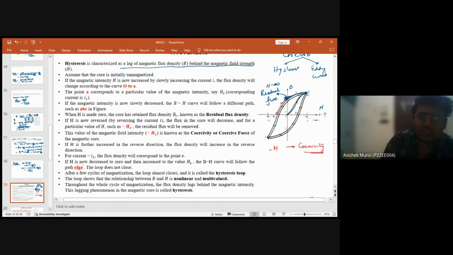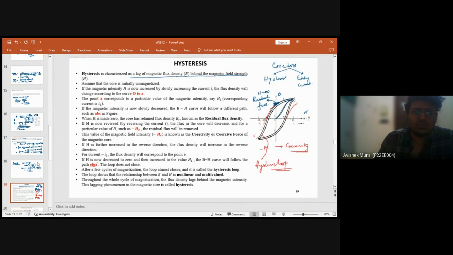Now, if H is again increased in the reverse direction, then B goes in the negative direction along EFG, and this loop continues again and again. This is called the hysteresis loop. In the case of the transformer core, we have some losses due to this hysteresis loop. The energy loss within this is called hysteresis loss.